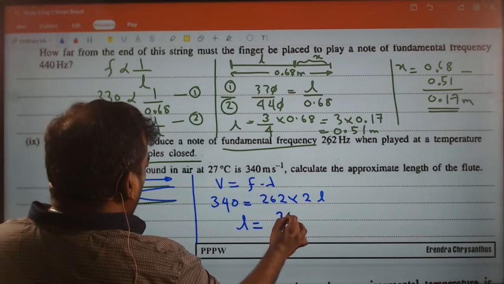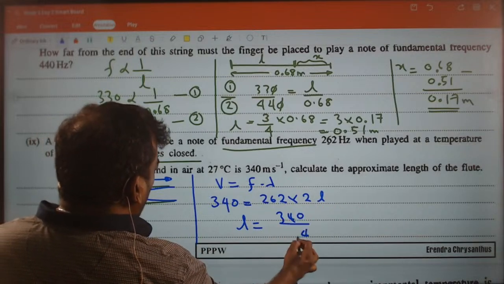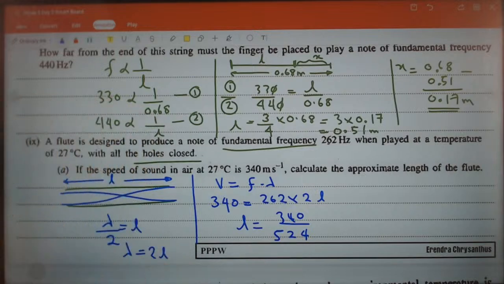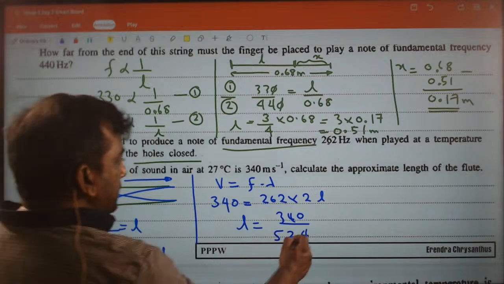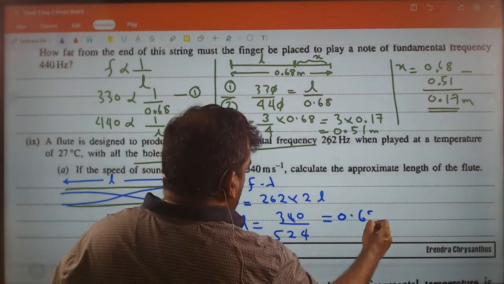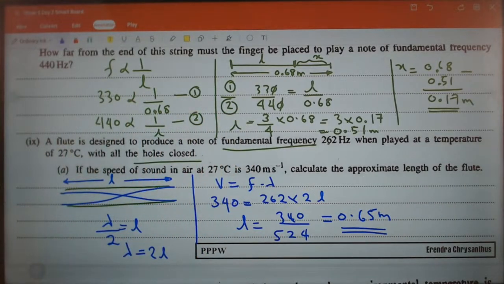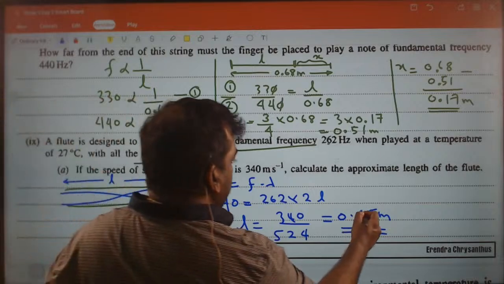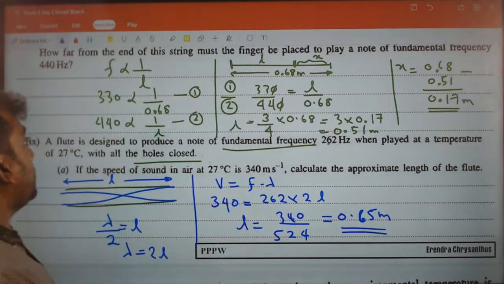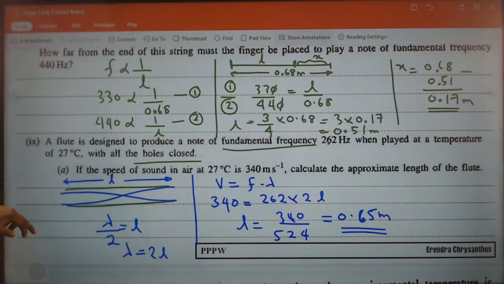L is equal to 340 divided by 524, or 340 divided by 525. That is 0.65 meters. Right. Simple work. Very simple work. Okay.